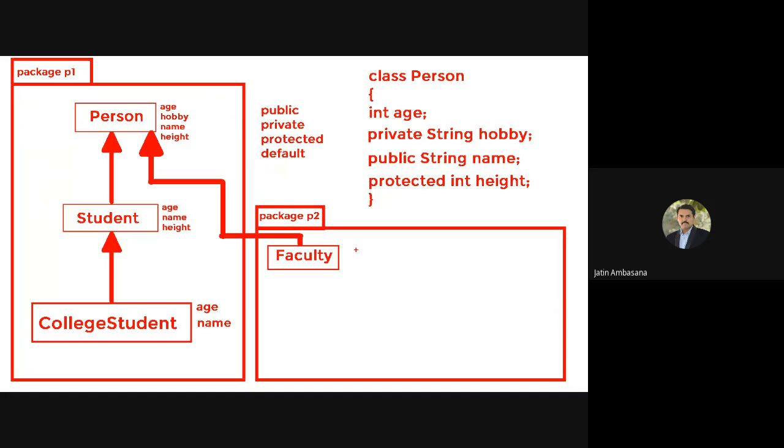That will not appear. This hobby is private, so by default this is not going to appear. This name and height: name is public, so obviously name will appear over here. Faculty class will have a name property, and it can also have the height property. Hence, faculty is a direct subclass of the person class, even though it is in a different package. That doesn't matter. That is not a problem. Understand?